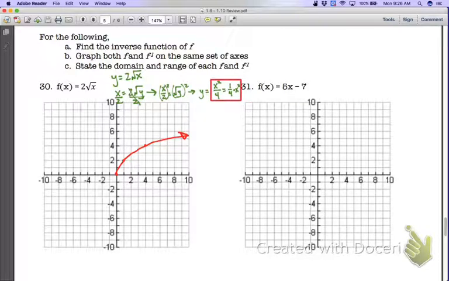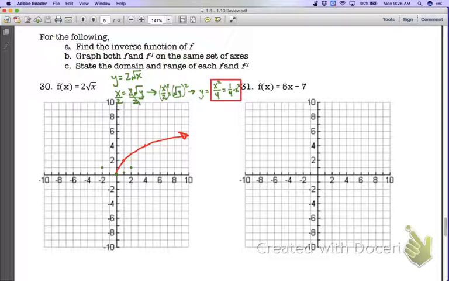So 0 is still at 0, 0. 1, if I go 1 squared, it's 1. 1 times 1/4 is going to basically be like here, like really wide. 2 squared is 4. 4 times 1/4 is going to be at 1. So that means negative 2 is going to be the same way.